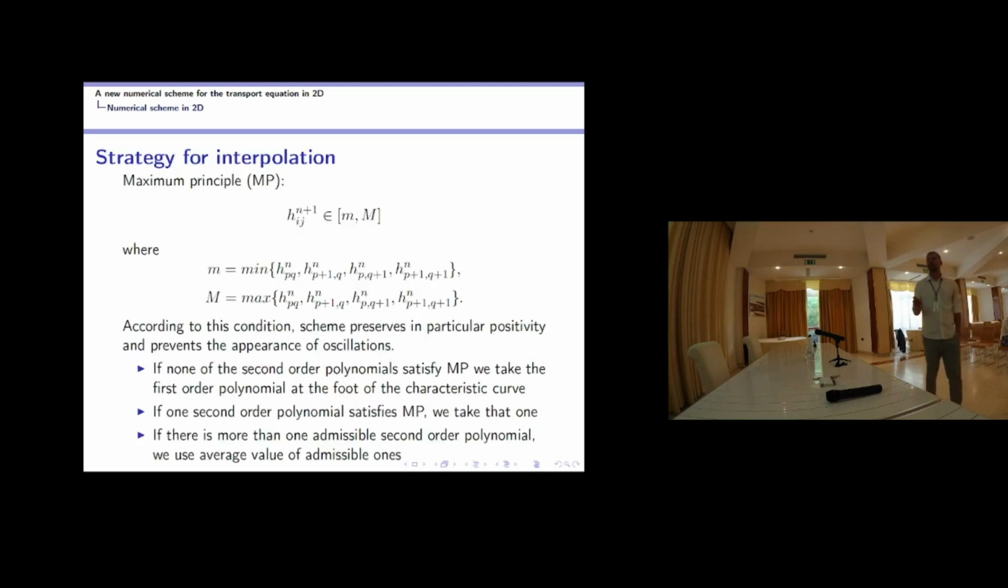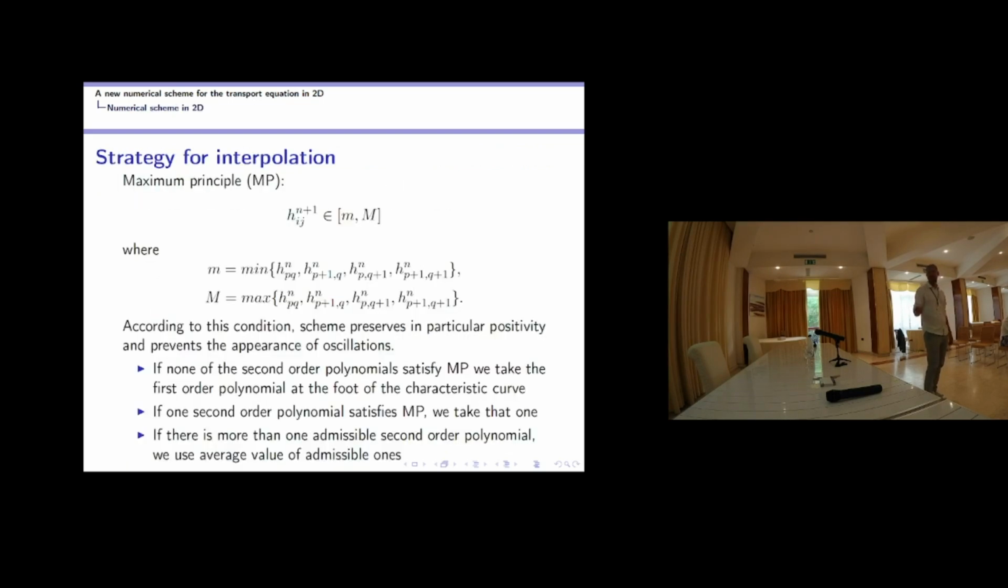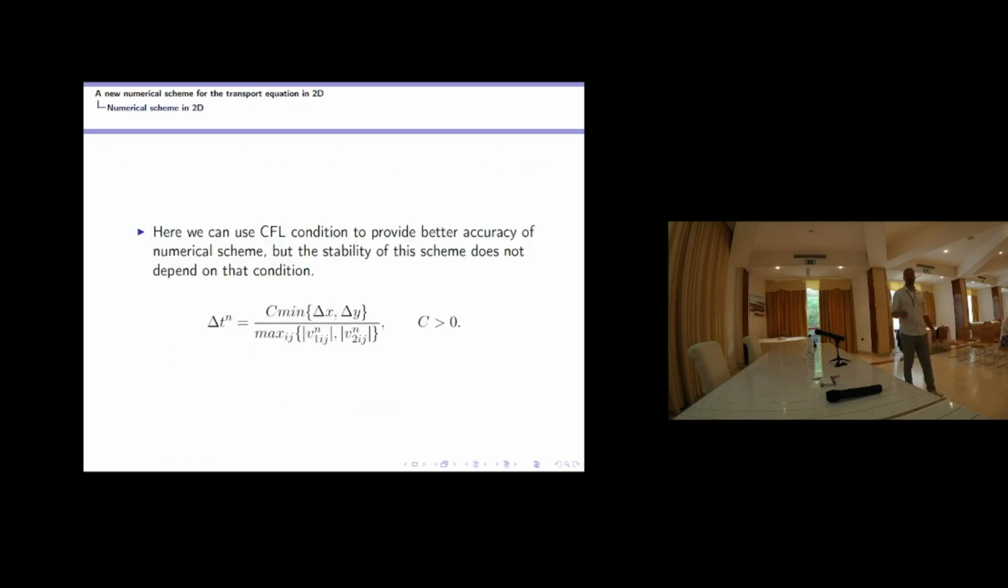Yes. For example, in this case, when I computed these errors, I always used the same C. Because if I don't, I think I can't compare errors for smaller delta x, for example. So it has to be consistent, but for any C in this formula, you will get a stable scheme. Thank you very much.